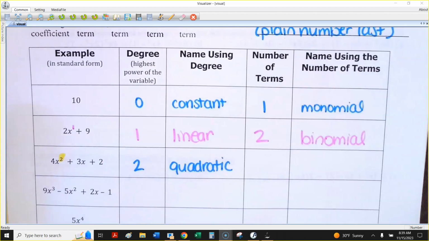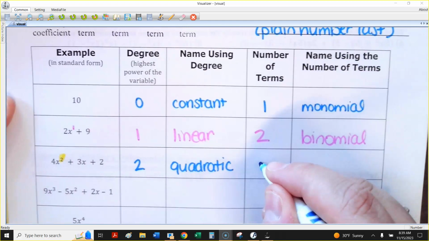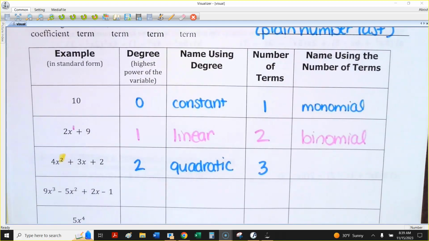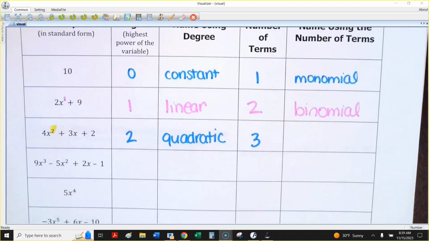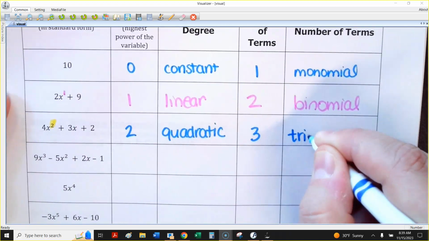And I've got 4x squared, that's a term. 3x, that's a term. 2, that's a term. So I got 3 terms. Does anybody know what a 3 term is called? Yes, like a tricycle has 3 wheels. A trinomial has 3 terms.